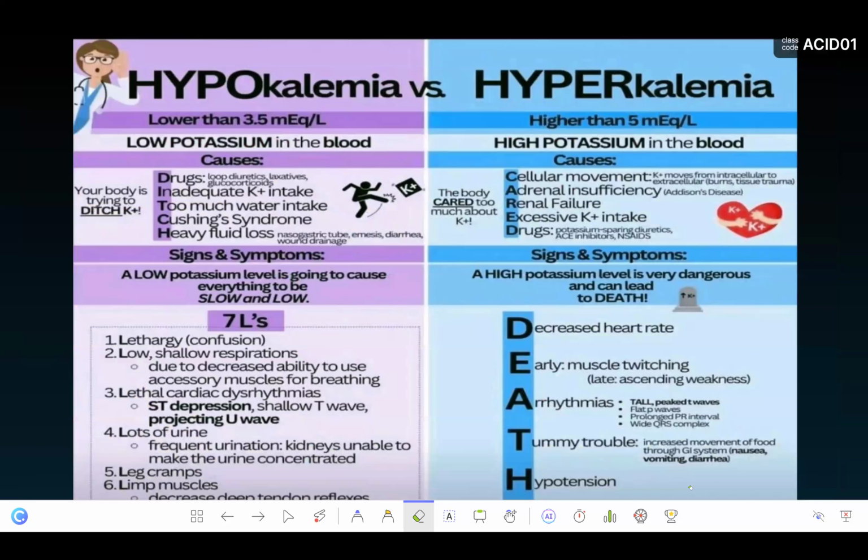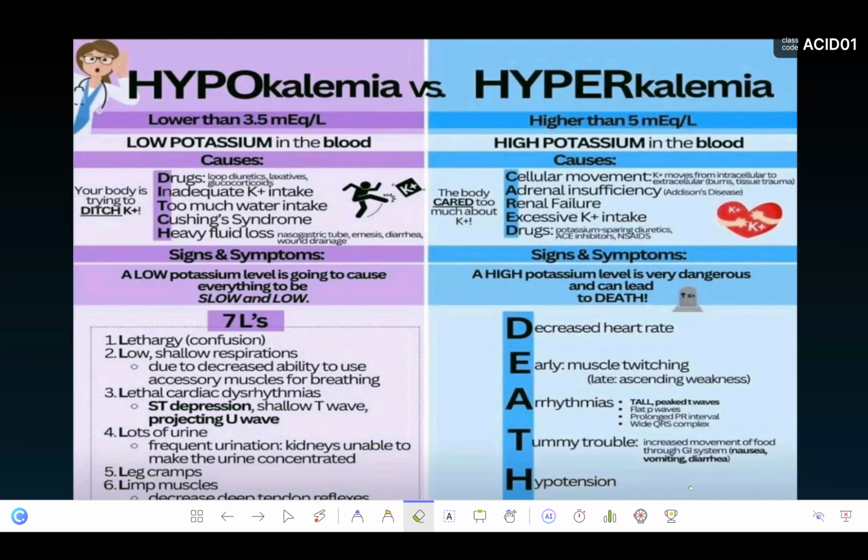So let's look at hypokalemia versus hyperkalemia. The kalemia basically means potassium. Hypokalemia, which is low potassium, is where your body is trying to ditch the potassium. Things that can cause this are loop diuretics, laxatives, glucocorticoids, inadequate potassium intake, too much water intake, which we talked about a second ago, Cushing's syndrome, and heavy fluid loss, which can be from nasogastric tube, emesis, diarrhea, and even wound drainage.